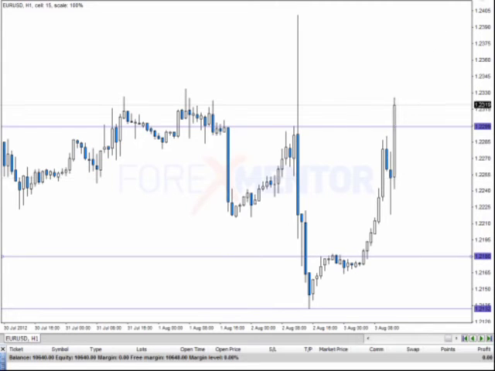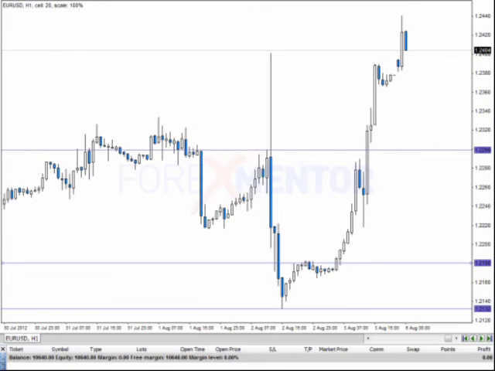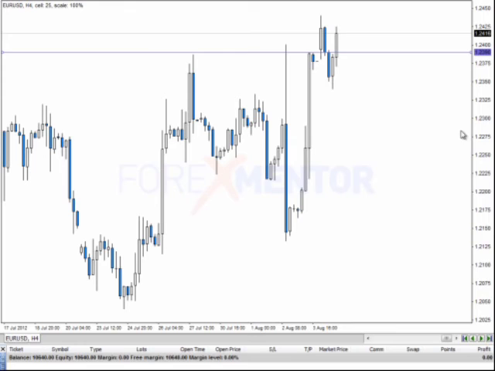And that's essentially how I would play these sort of levels, from level to level. Just step this forward a little bit. So that's how I'd play the hourly chart. If we just go to the 4 hour, we can do exactly the same thing here.